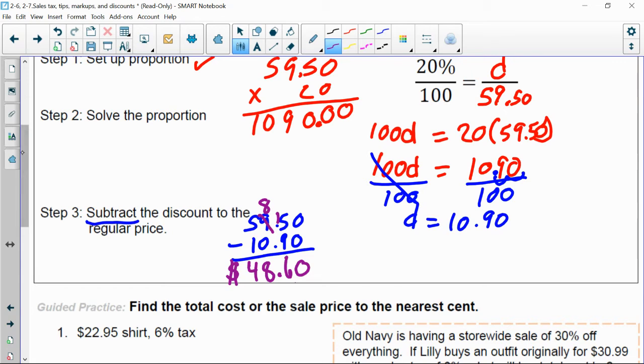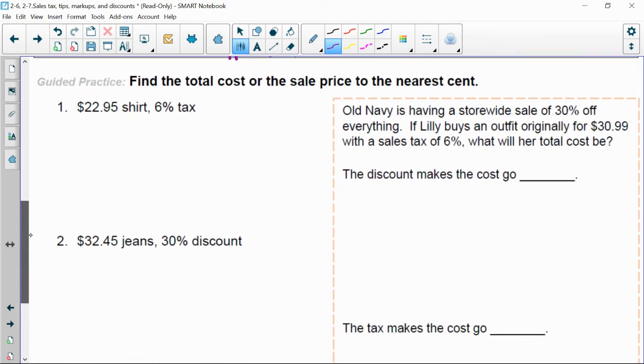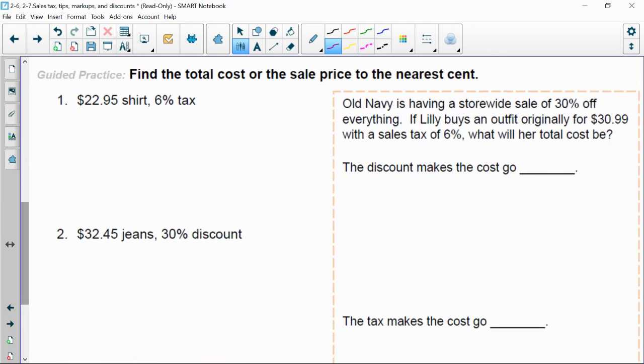All right, guys, so we got some guided practice. The first two, they're just giving us a what is the tax. So we have to pay attention. Remember, tax means add, discount, subtract. So set up your proportions. We know we're going to need them each time. 6% is my tax, and that's what I'm looking for. Goes over 100, and my price for my shirt is $22.95.